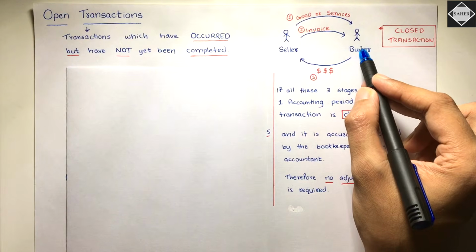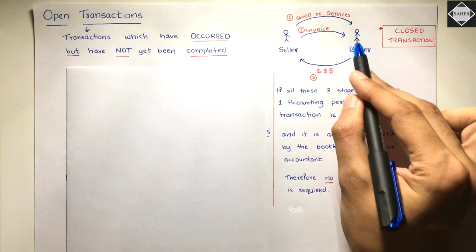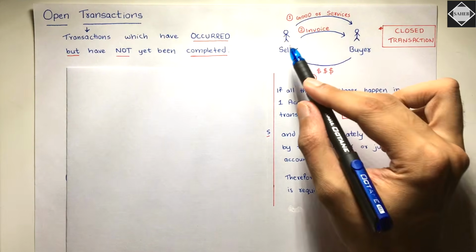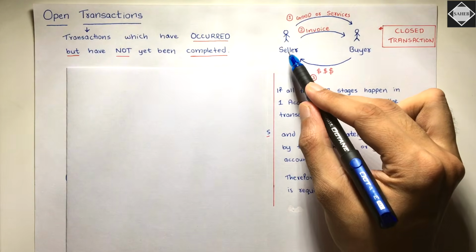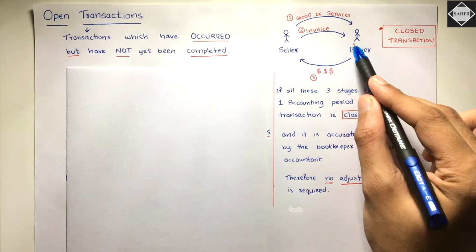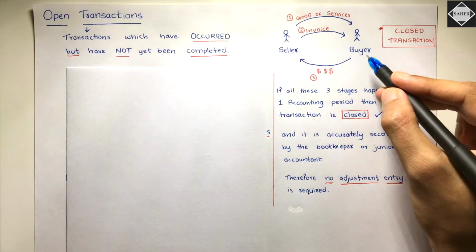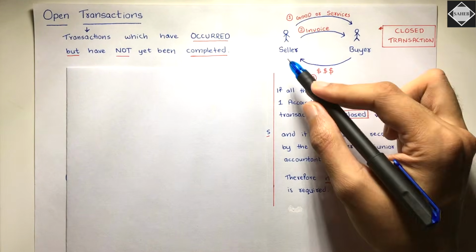First, what happens is buyer comes to the seller and asks for something. So seller provides goods or services, and let's just say we are talking about a credit transaction. So he provides goods or services to the buyer. That's stage one. And then the second stage is seller will send an invoice or a bill to the buyer. Please, pay me my money. Buyer will accept the invoice and buyer will send the money, right? He will make the payment.